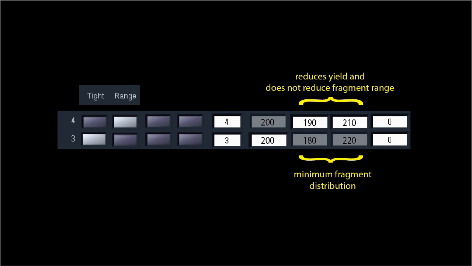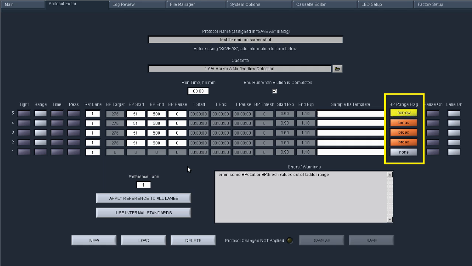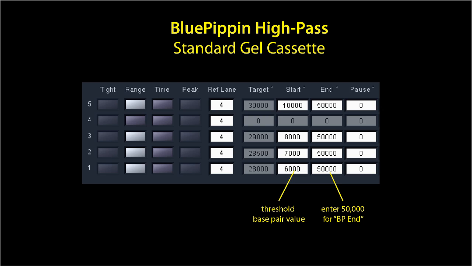Note that a range mode setting can be entered that is less than the tight mode minimum. Should this occur, an error message will appear in the error warnings box, and a yellow indicator stating narrow will appear in the range flag column shown here. A sub-minimum range will reduce the product yield significantly.